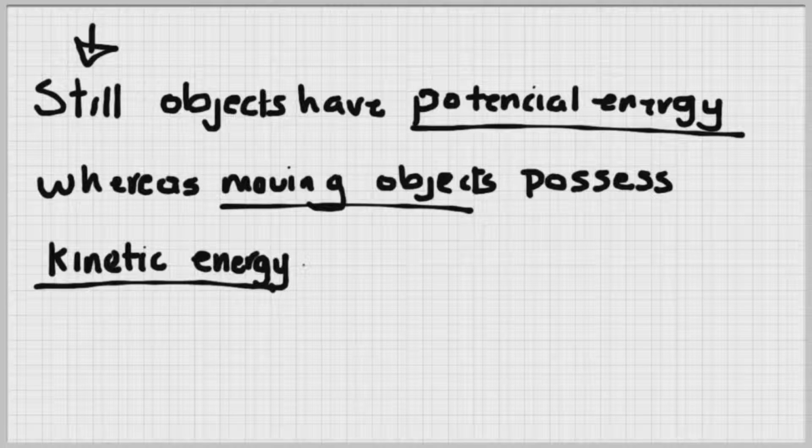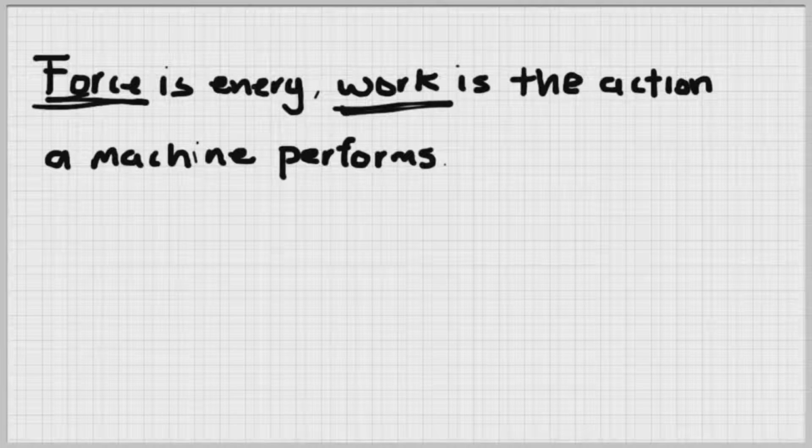Still objects have potential energy, whereas moving objects possess kinetic energy. Don't forget that force is energy, and work is the action that a machine or person performs.